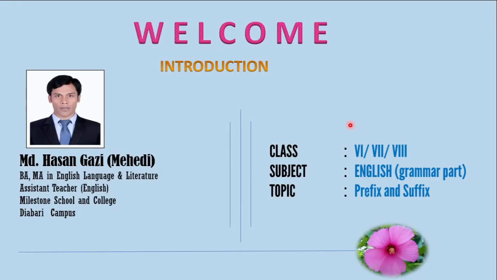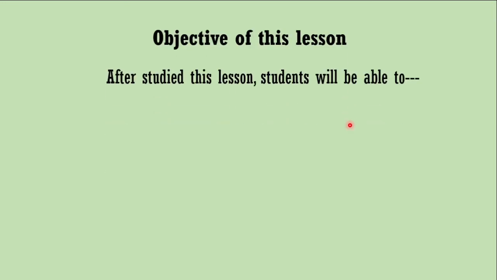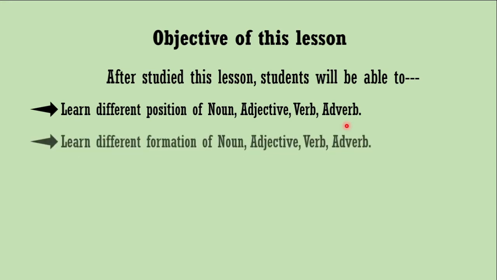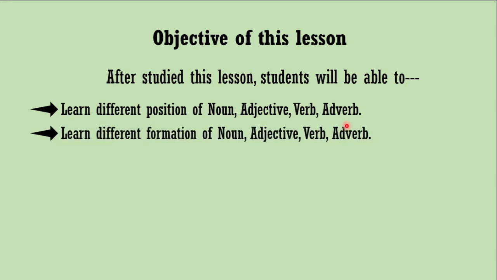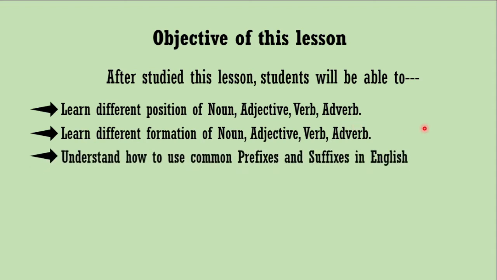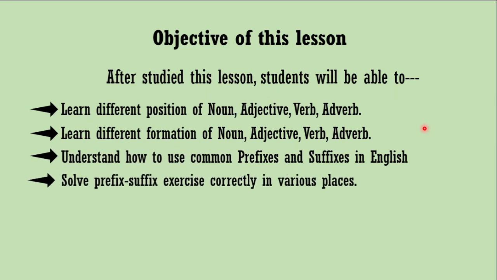So my dear students, at the very beginning of the class, let's see what the objective of this lesson is. After studying the lesson, students will be able to learn different positions of noun, adjective, verb, and adverb; learn different formations of noun, adjective, verb, and adverb; understand how to use common prefixes and suffixes in English; and solve prefix and suffix exercises correctly in various places.